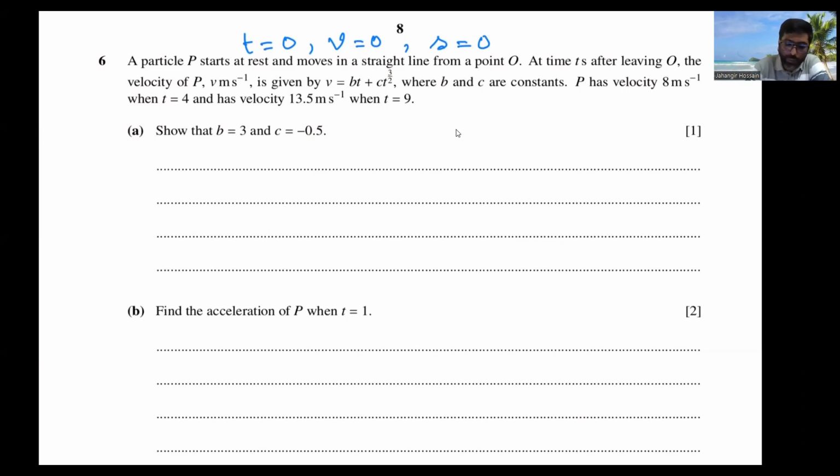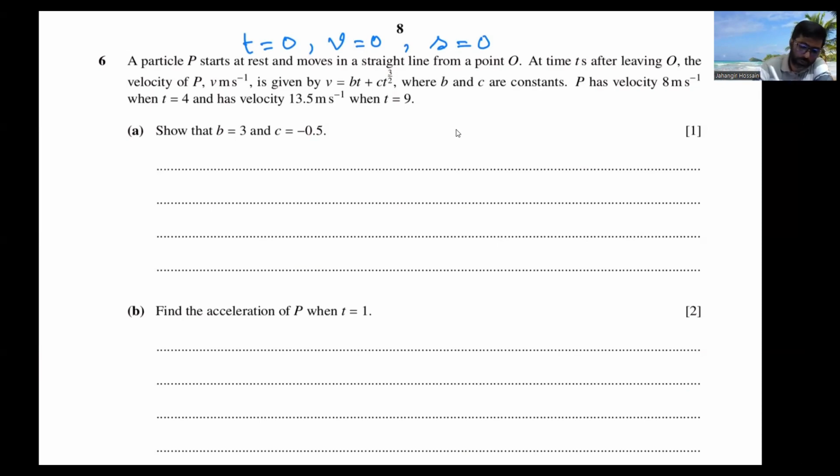At time t seconds after leaving O, the velocity of P is given by this. Here, B and C, two unknowns, are constants. P has velocity 8 meters per second when t equals 4, and velocity 13.5 when t equals 9. The two conditions are given to find the values of B and C, and you have to show that B equals 3, C equals 5.